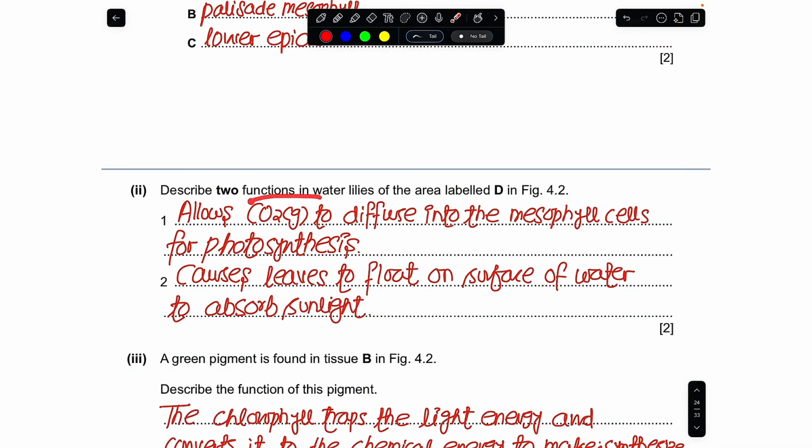So we would say that the air spaces that we have allow the carbon dioxide to diffuse into the mesophyll cells for photosynthesis. The other thing is that these air spaces provide buoyancy, or they allow the water lilies to float onto the surface of the water so they can absorb sunlight.